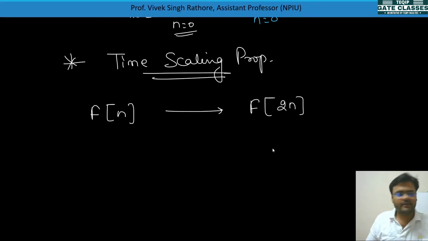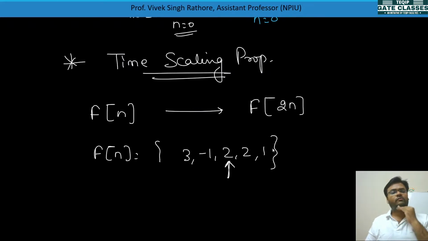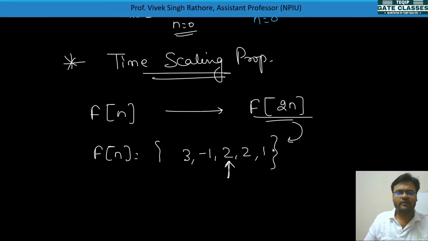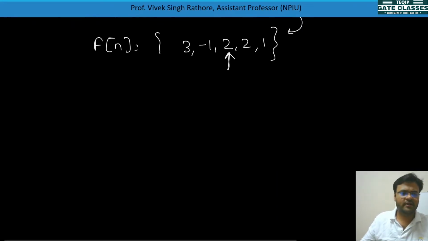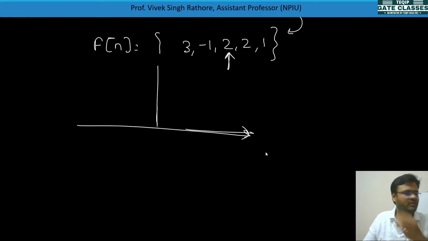So let's suppose your signal f(n) is equal to, let's suppose, 3 minus 1 2 and 2, and I think 1, this value is there, and arrow will be at this point. Now what you need to do, you need to do f(2n) for this signal. How will you do that? Earlier I have told you that whenever a signal is there, and the time axis is there in x-axis, the values, whatever values will be there, are just divided by the scaling factor.